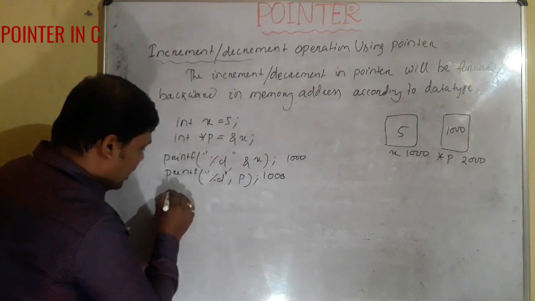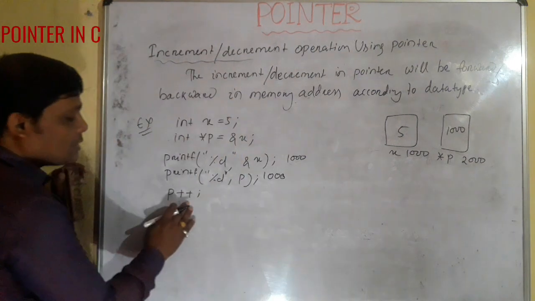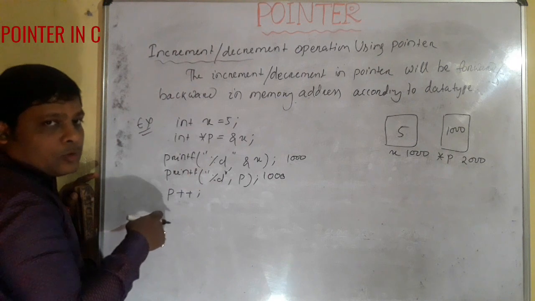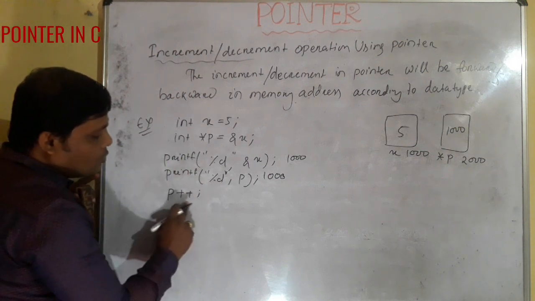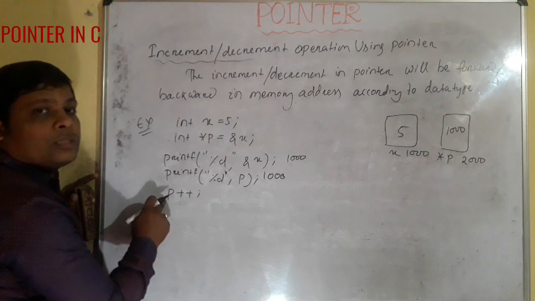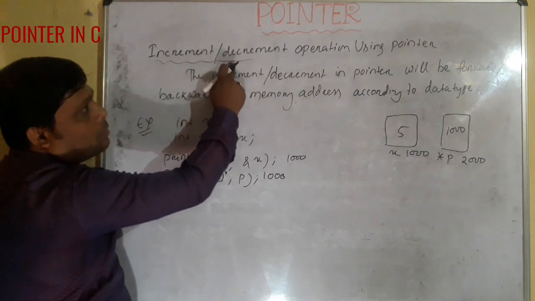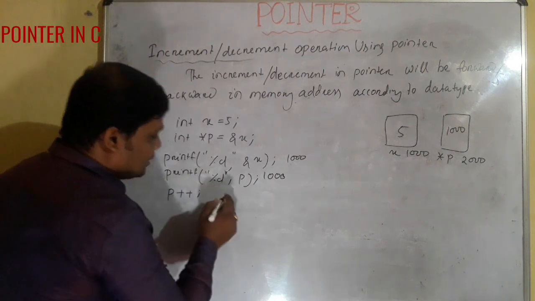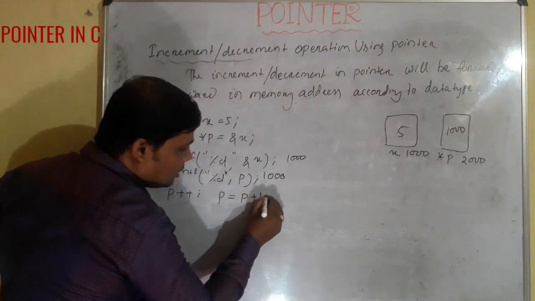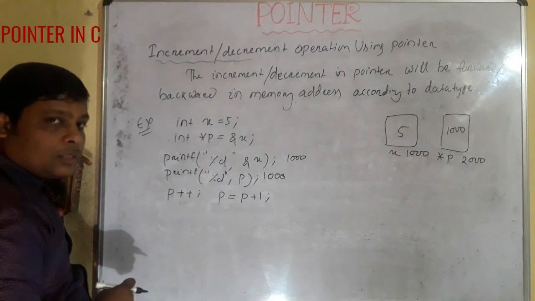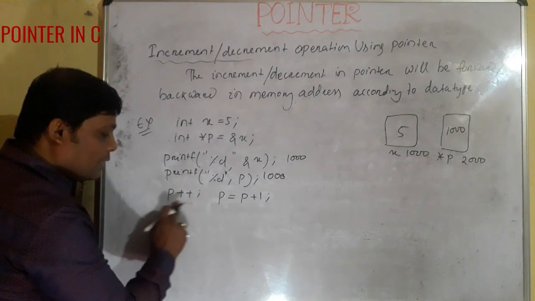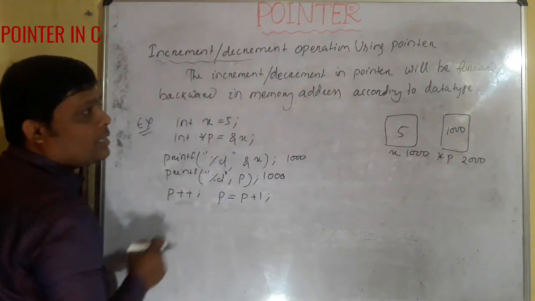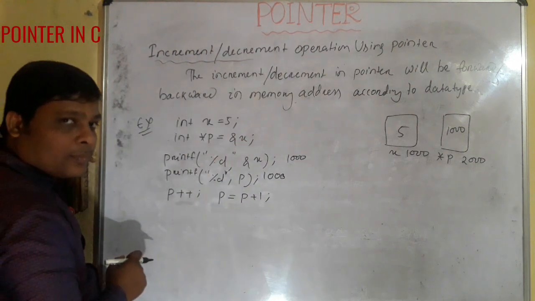Now suppose I am writing p plus plus. That means I have used the increment operator. Whether it may be postfix or prefix, I have used this postfix increment operator with pointer. Okay? Increment and decrement operation using pointer. This means p equal to p plus 1. We know. Yes or no? If I am using increment decrement operation, then that will be forward or backward in the memory address according to the data type. Clear?